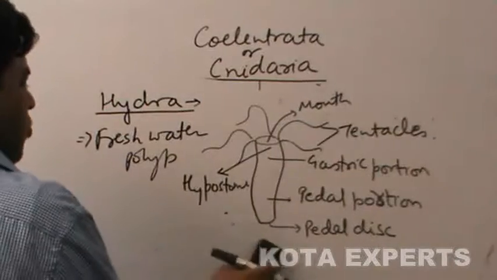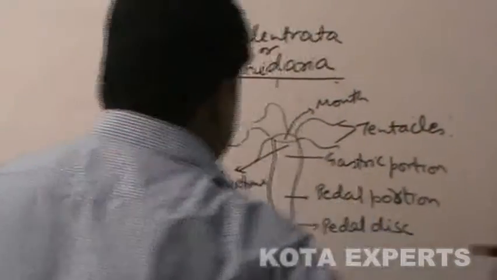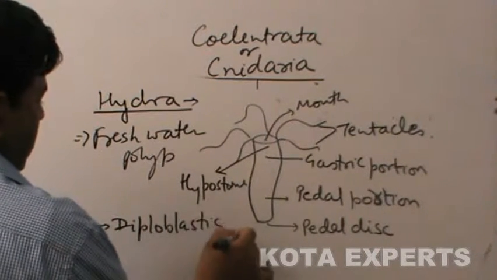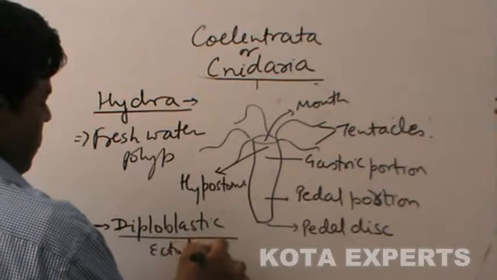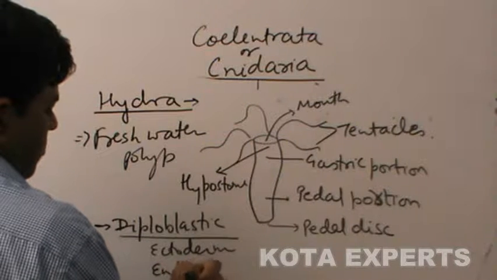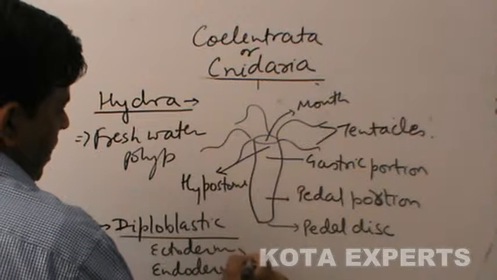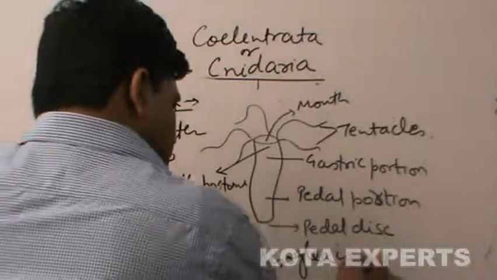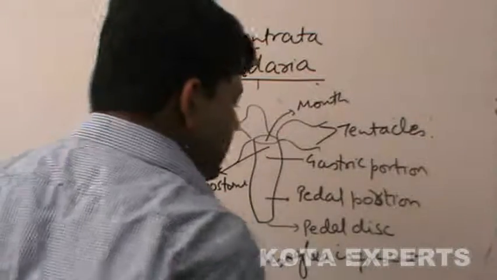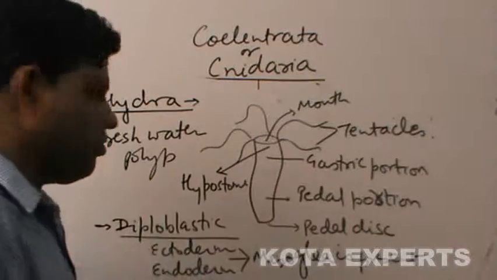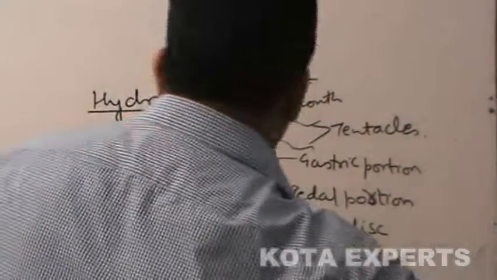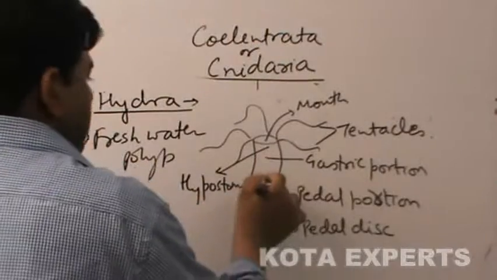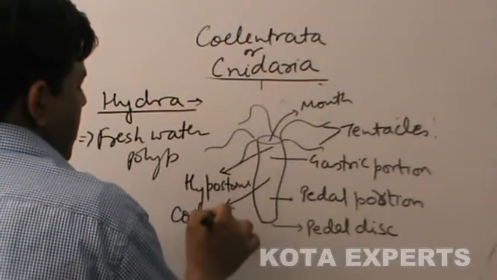Now Hydra is a diploblastic organism, that is, it has ectoderm as well as endoderm, and between the ectoderm and the endoderm the mesoglea is present. Mesoglea is a non-cellular jelly-like substance present between the ectoderm and the endoderm. This cavity is known as the coelenteron.